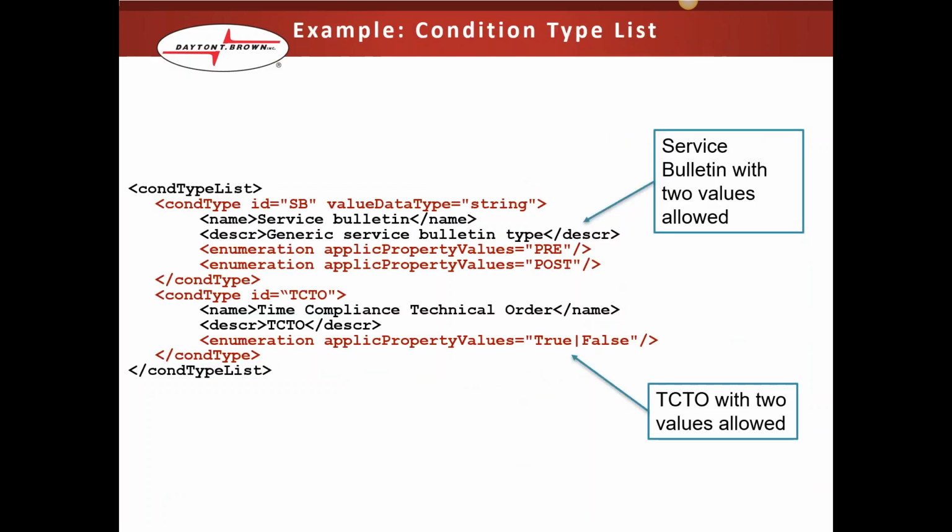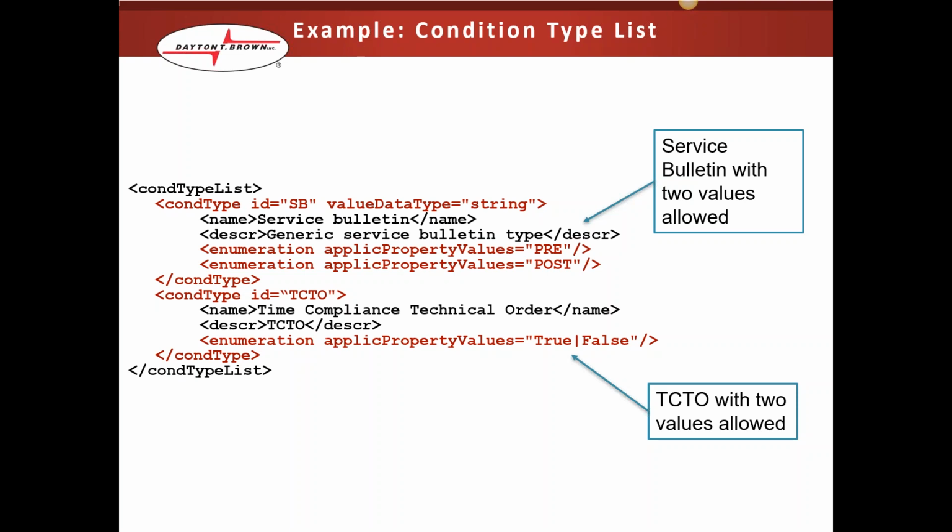And this is what the XML would look like if you actually looked at the CCT. So we have a condition list. In this case, we have 2 condition types. One is a service bulletin, and another condition type is a TCTO, or a time compliance technical order. This is the part of the CCT that just simply declares the fact that we have a thing called a SB and a thing called a TCTO.